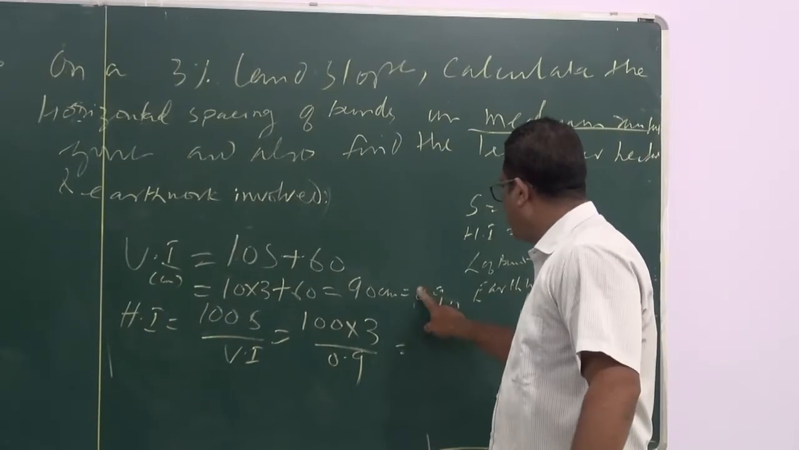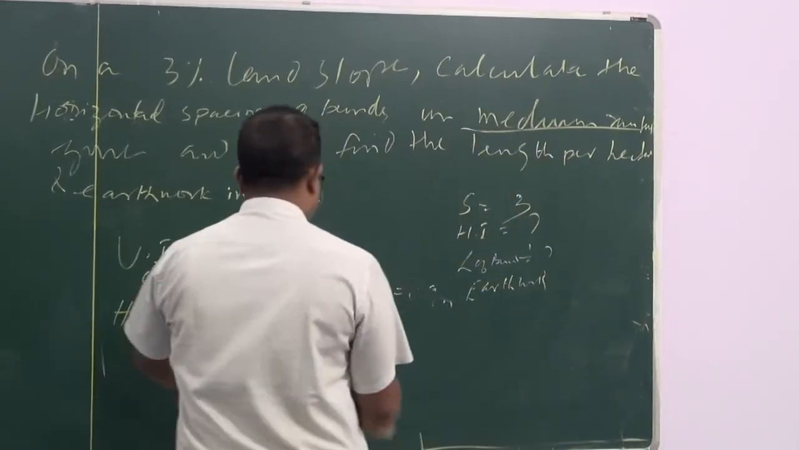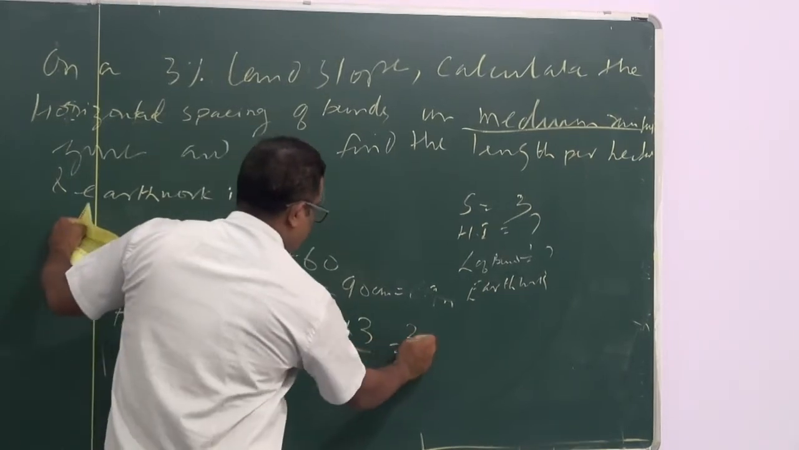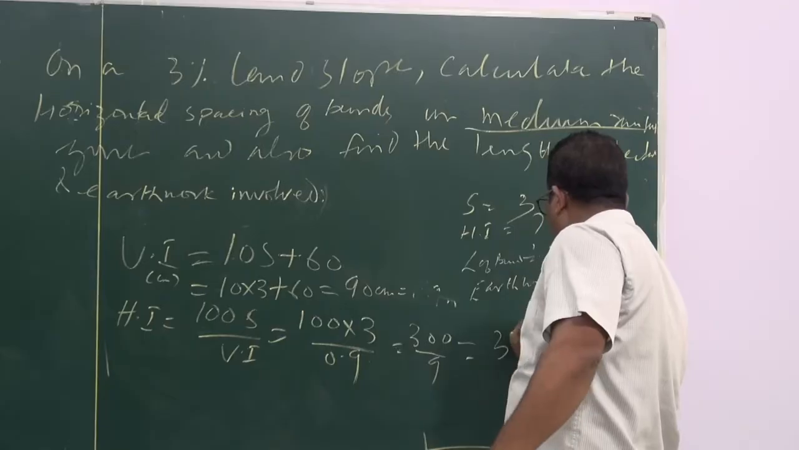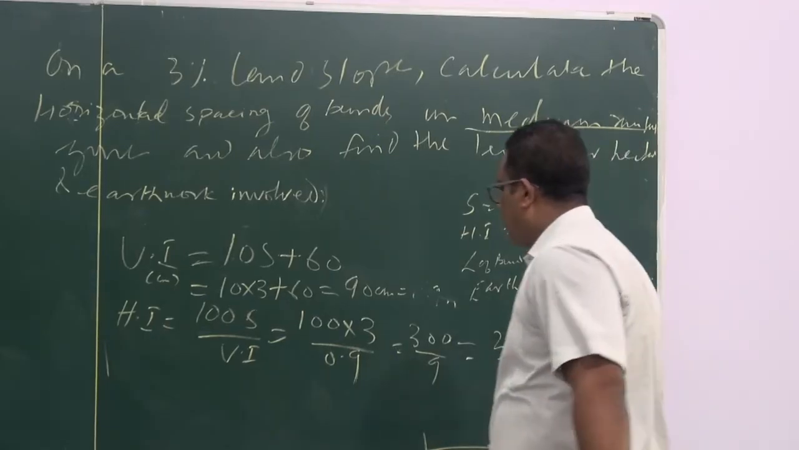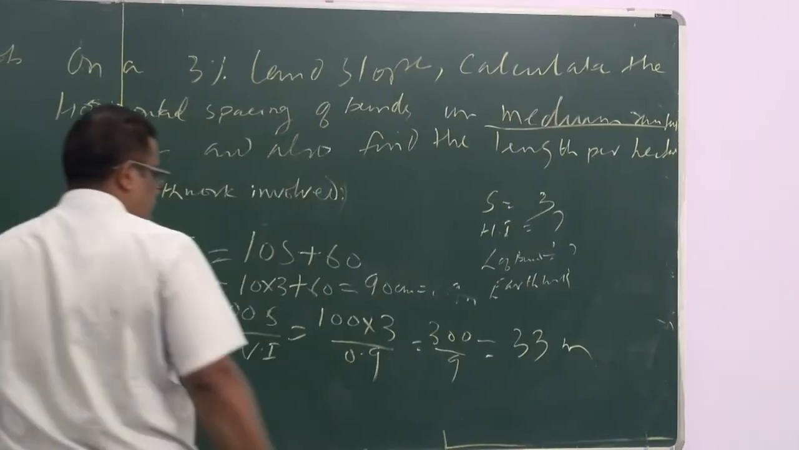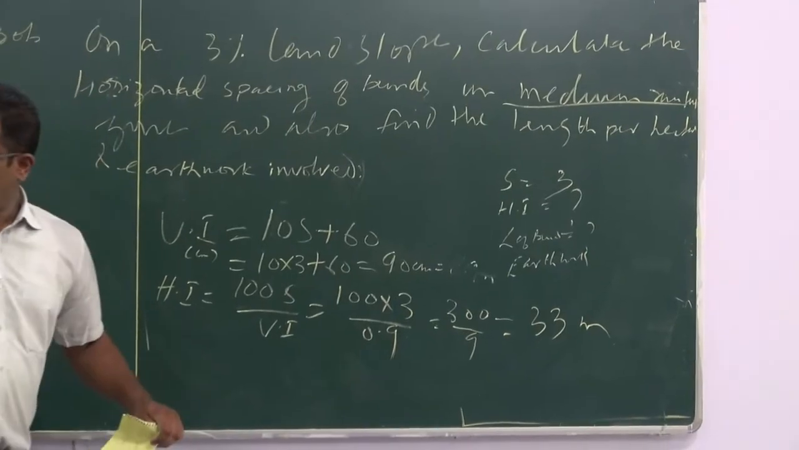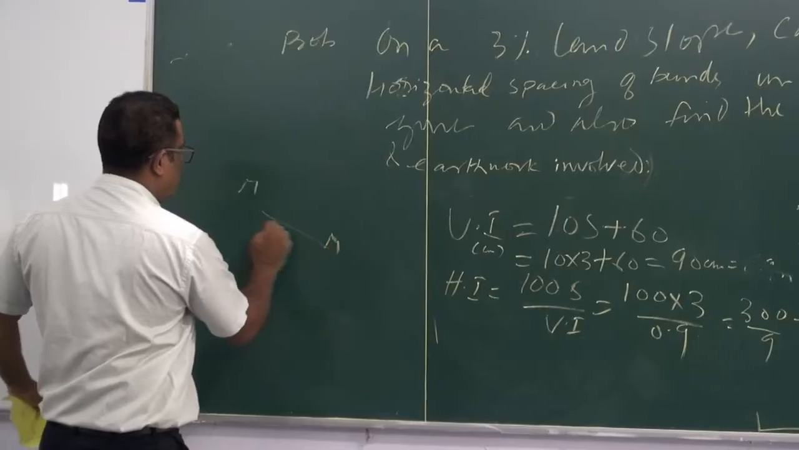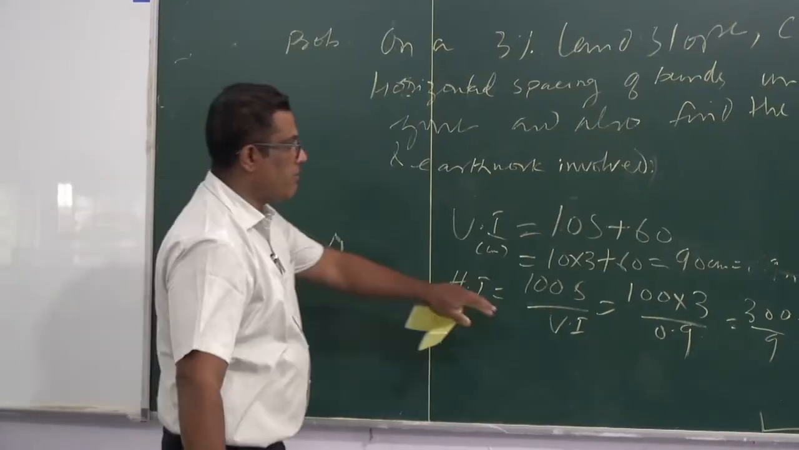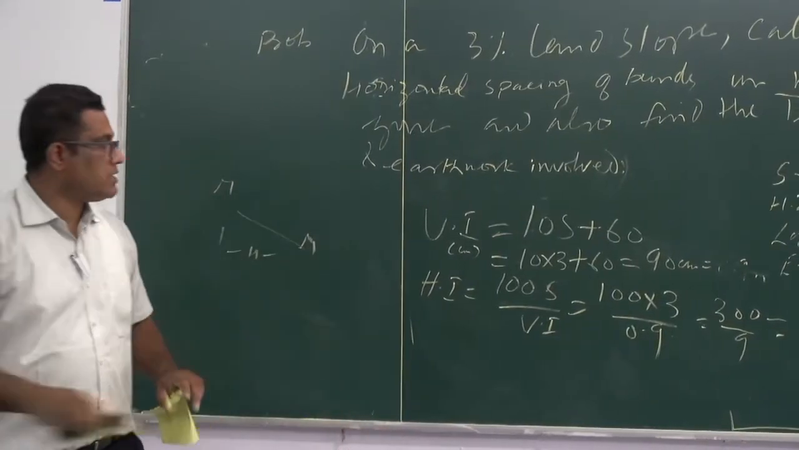So it will be in centimeter only. 300 by 9, whatever it is, say 31, 33. Right. So this is the horizontal interval between 133 meters.